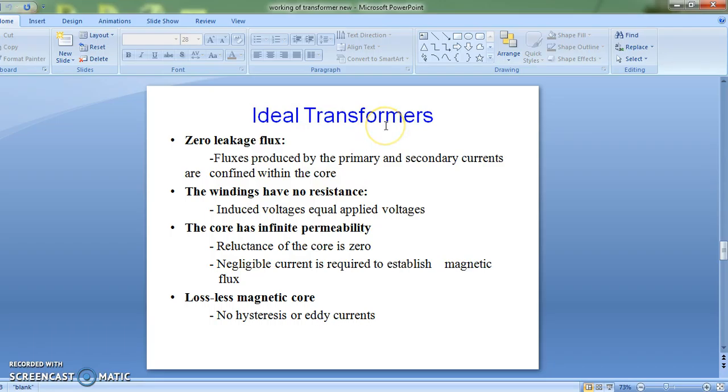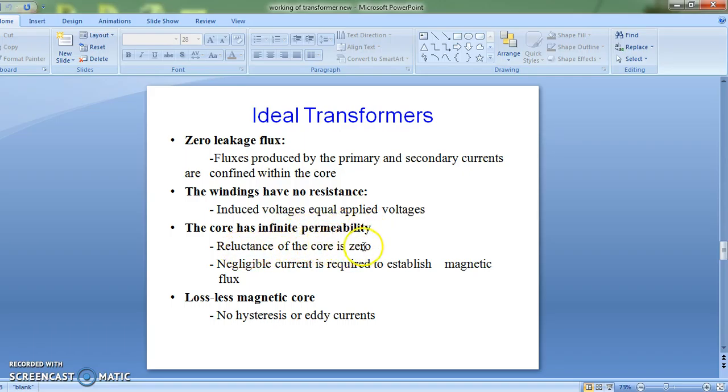Now we will see the ideal transformer. Ideal transformer means where the input is equal to output. Zero leakage flux. Fluxes produced by the primary and secondary currents are confined within the core. The windings have no resistance. Induced voltages equal applied voltages. The core has infinite permeability.